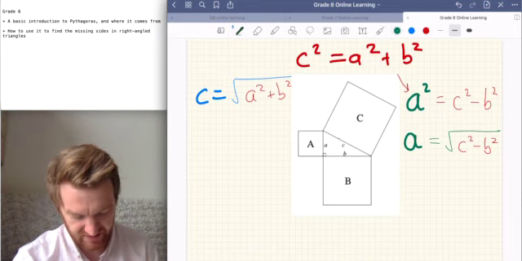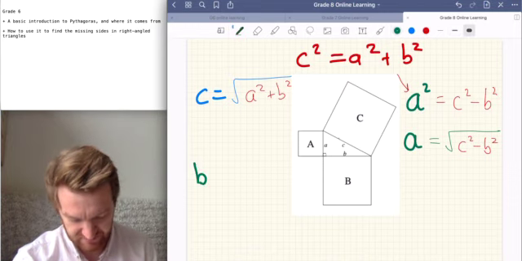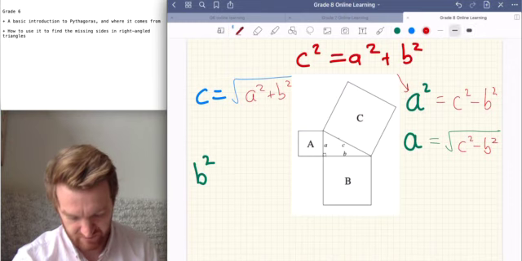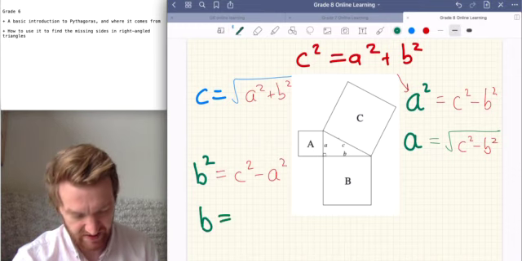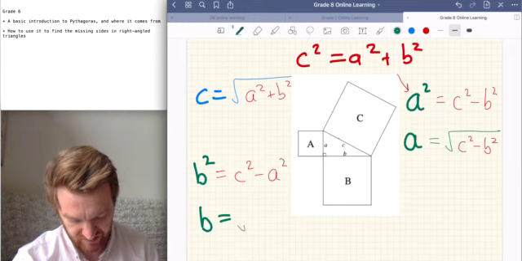Finally, we can do the same thing. We can make b the subject of the formula. B squared would equal c squared, the big one, minus the smaller one. And again, we can get b to be the subject by square rooting everything we've got.